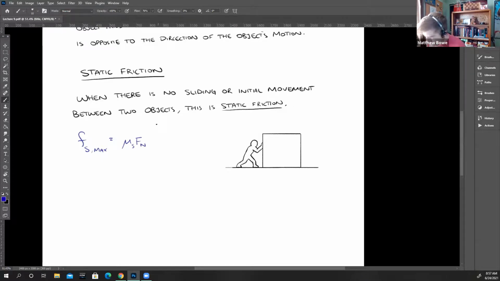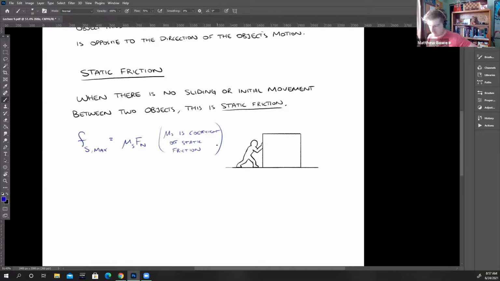Mu of s is the coefficient of static friction. What this means is every single object, every material has its own coefficient of static friction. And this is just a number. It's just a scale that things are rated on.